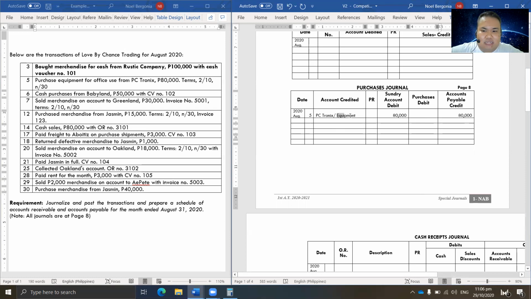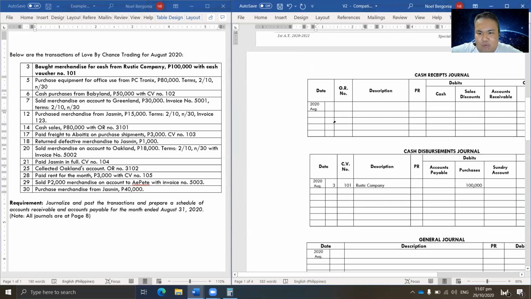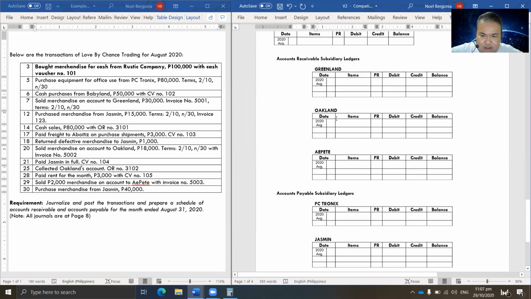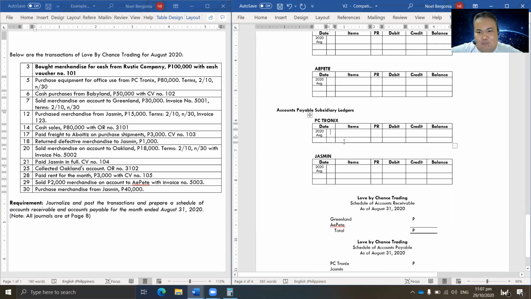Sir, paano yan? Since affected yung equipment na account title, do we post it immediately to our general ledger? Yes. Okay, isa-isa lang po. Unahin natin, dahil may utang po tayo kay PCtronics, kailangan nating i-post yung amount sa subsidiary ledger ni PCtronics. So I'm now moving to the sample subsidiary ledger for accounts payable, PCtronics. Ayan, ito po yun. The PCtronics subsidiary ledger. I hope nakikita na po ninyo.